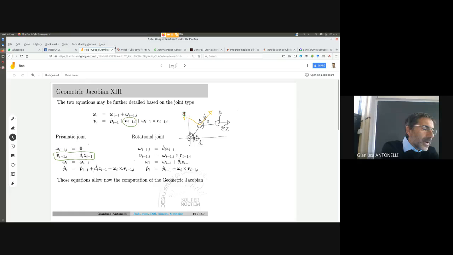If I want to know the relative angular velocity between sigma 2 and sigma 1, well, this is basically given by the angular velocity already owned by this rigid link plus this term here, the contribution of theta dot 2, and the direction is going out from the whiteboard. The same, this is z i minus 1.